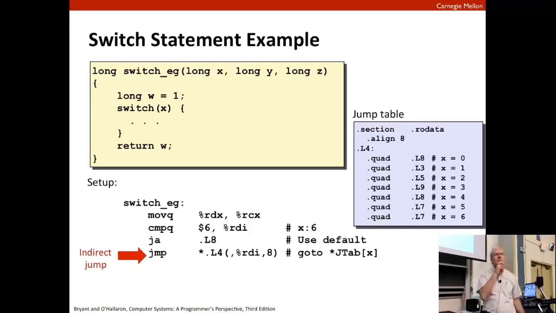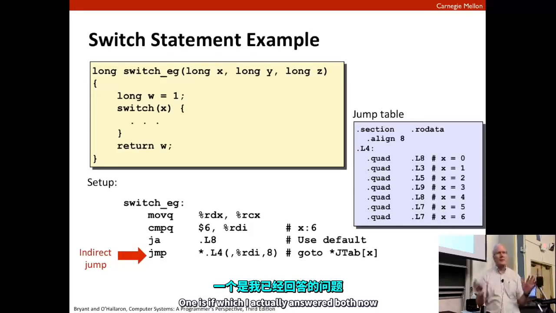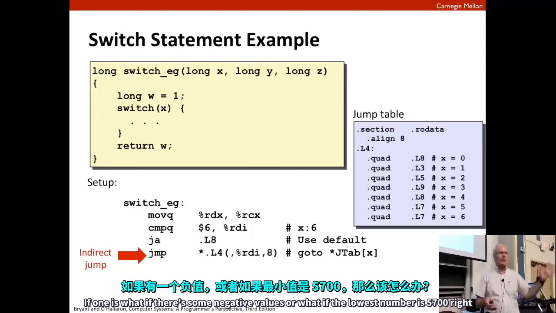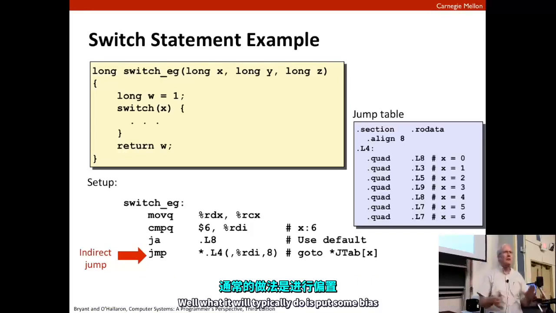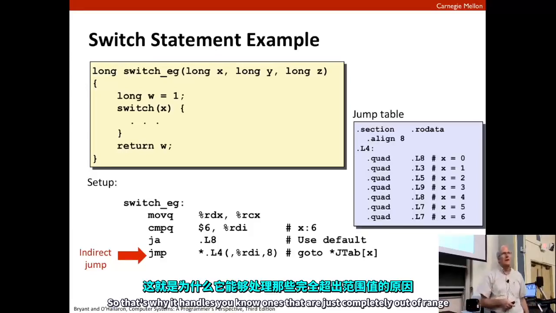Question? My earlier question was not about the range of x, it was about the case indexes. If the case is not 0, 1, 2, 3... Oh, yes, case 5, 6, 7, 8. Yeah, so there are two answers to that. One is, what if there are some negative values? Or what if the lowest number is 5,700? Well, what it will typically do is put some bias, add or subtract some value so that the first case is at value 0. That's the way it handles ones that are completely out of range.